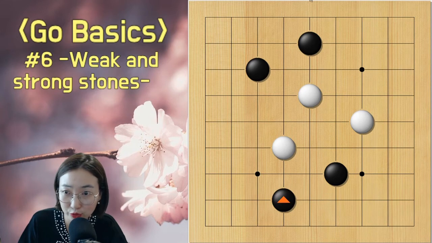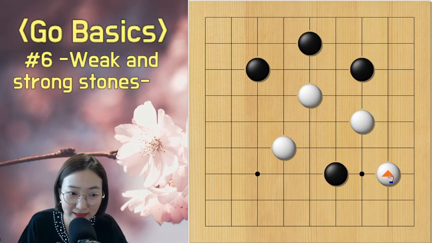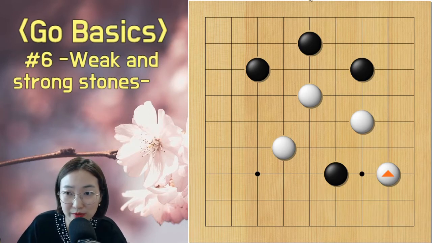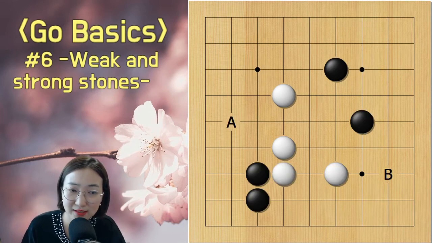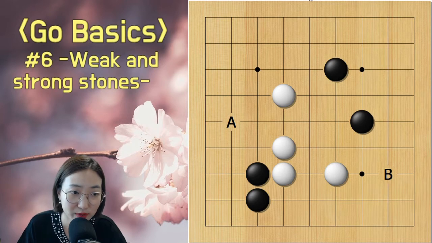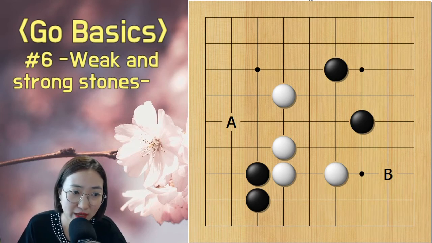If black were to play A, then white plays a move like this. This black stone is in danger. So it's key to protect the weak stones before they are in danger. In this next problem, it is black's move. Should black play A or B? Both groups have the same numbers of stones, but where should black place his next stone? Where should black reinforce his territory?